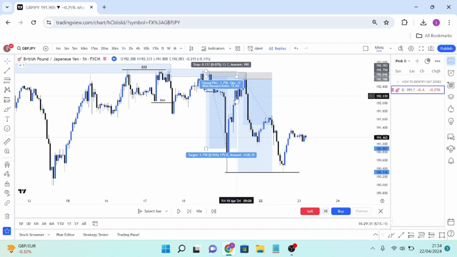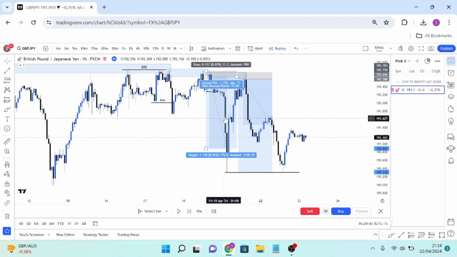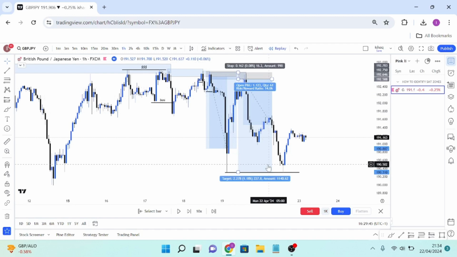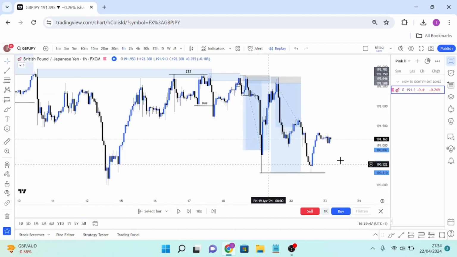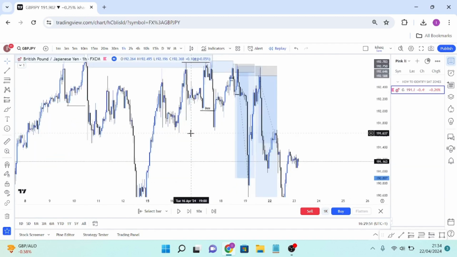Wow, you just see the power of order blocks, power of SMC, power of risk to reward. We call it 26 R, and that's, ladies and gentlemen, how you master order blocks.